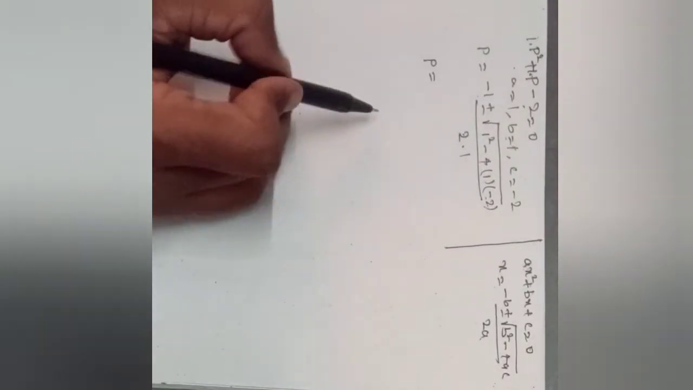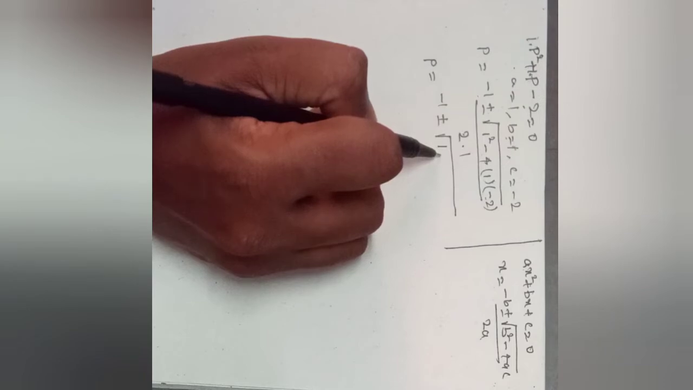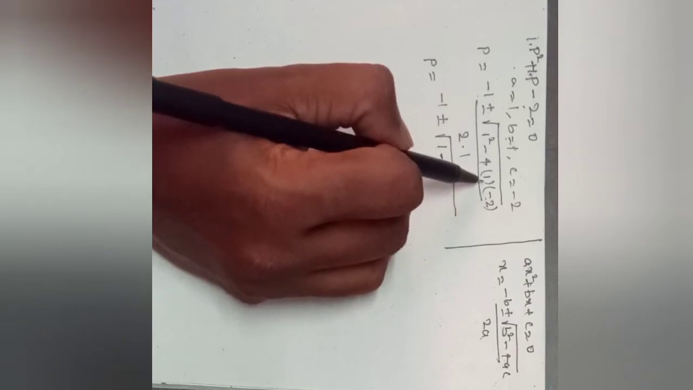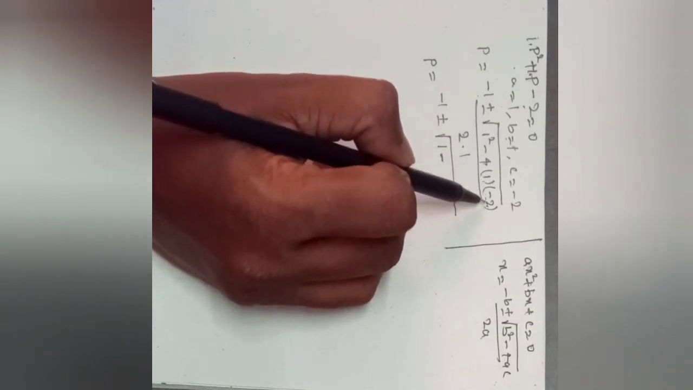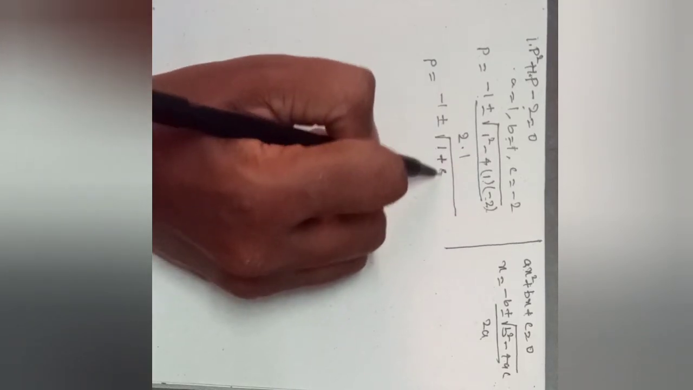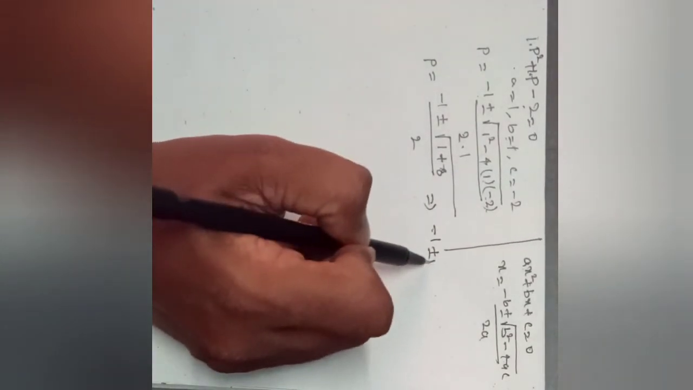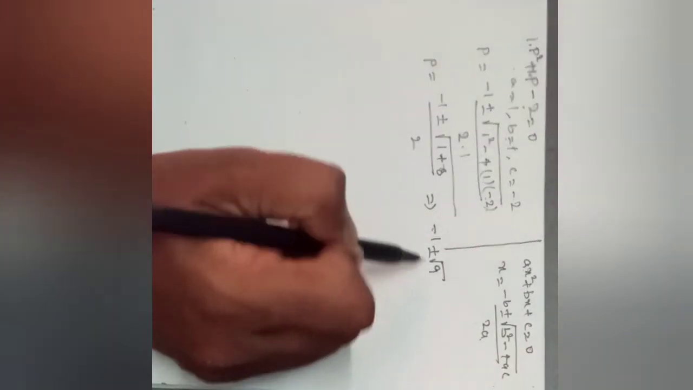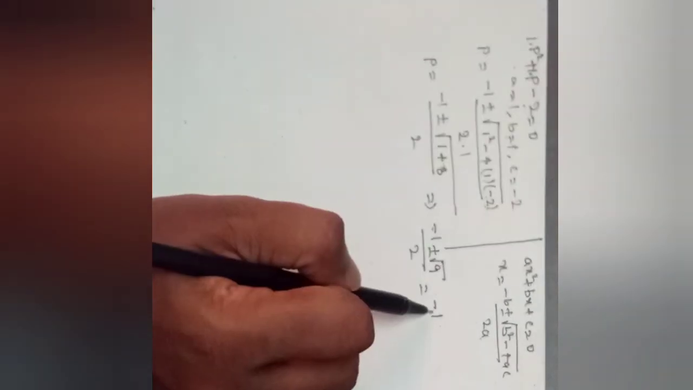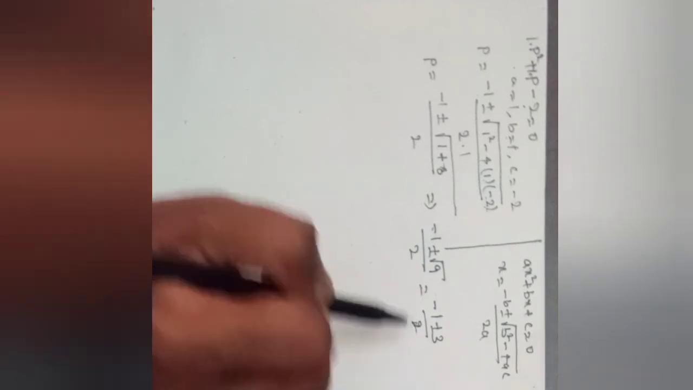So p is equal to minus 1 plus or minus, we have to solve this one. 1 square is 1, minus 4 into 1 is 4, 4 into minus 2 is minus 8, and minus 8 into minus 1 is plus 8, divided by 2. That will be equal to minus 1 plus or minus under root of 1 plus 8 is 9, divided by 2, and that further can be simplified like this: minus 1 plus or minus root 9 is 3, divided by 2.